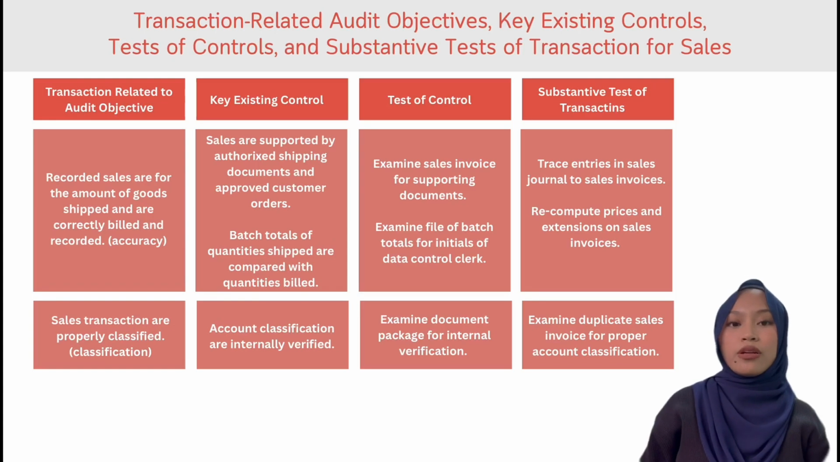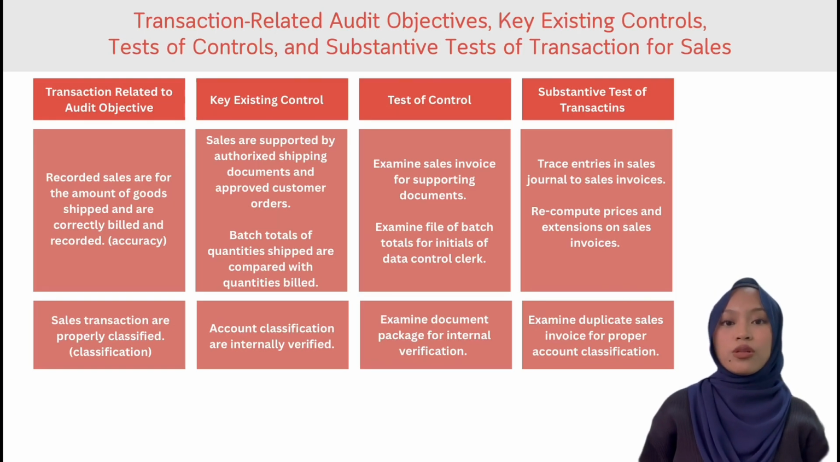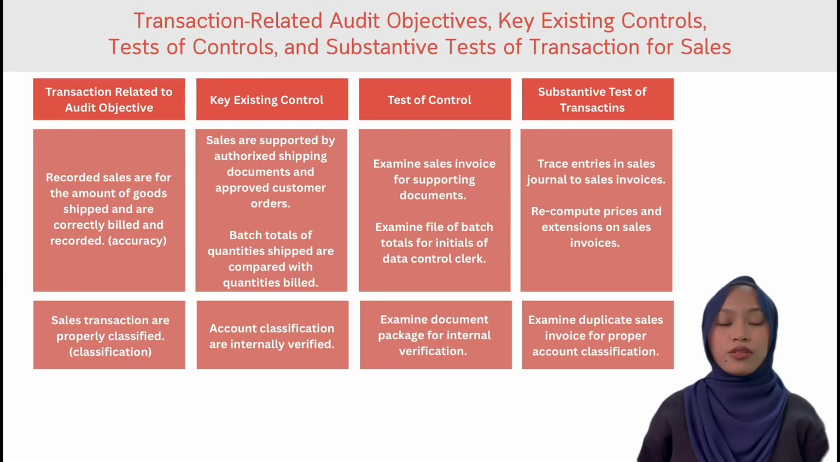They also compare the total quantity shipped with the total quantity billed. To test these controls, auditors will look at the sales invoices and check if they have the right supporting documents. They also review batch files for initials from the data control clerk to make sure someone verified the totals. For the substantive test, auditors trace the sales journal entries back to the sales invoices. They also recalculate the prices and amounts on the invoices to check for any mistakes.